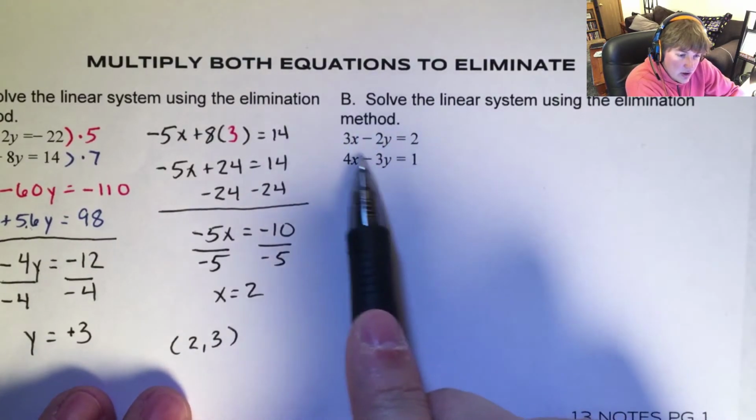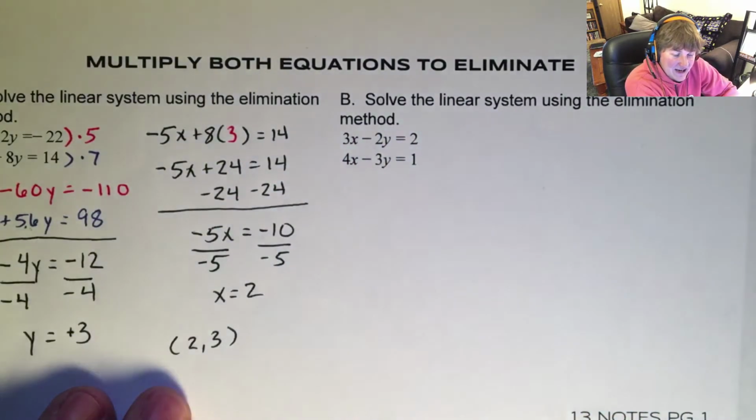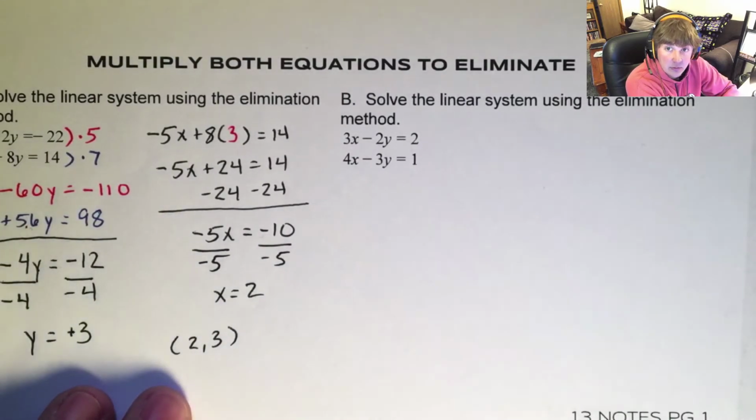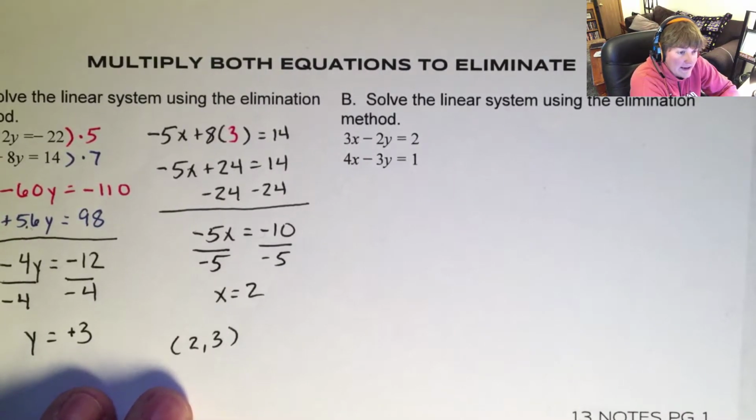Okay, so when you have the same sign, you're going to want one number that you're multiplying to be positive and one number to be negative. That's what's going to create opposites for us. Otherwise, we're just going to end up with the same number. Now it doesn't matter which one's positive, which one's negative, and it doesn't matter what variable you do. You just want to create one positive number and one negative number so that they're opposites.